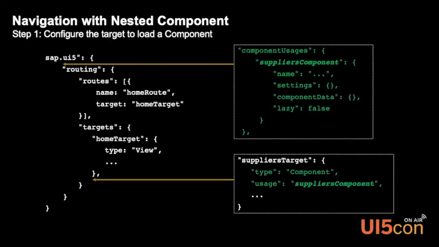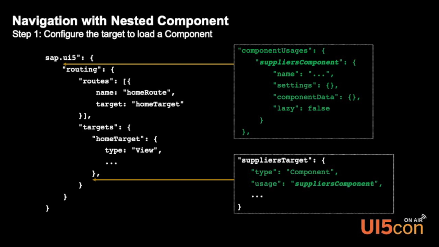So let's now go back to the routing configuration to see how you can define this. Within the manifest JSON of the application, there's already a section designed for declaring further components. It's called the component usages, under the sap.ui5 option.